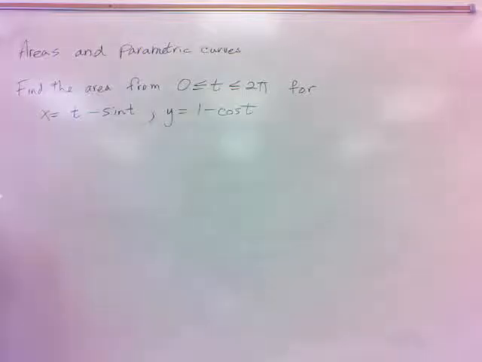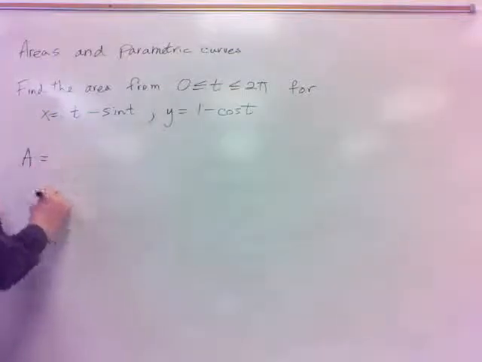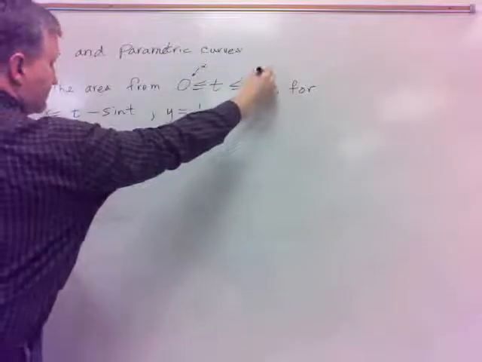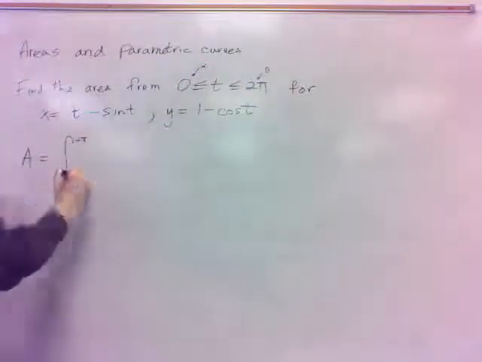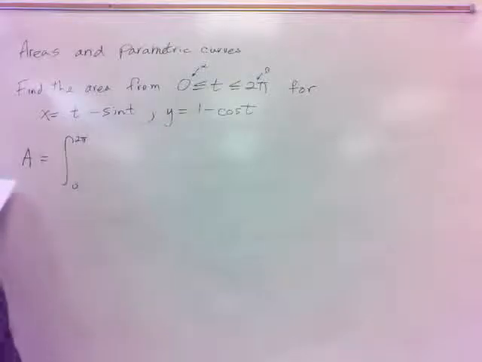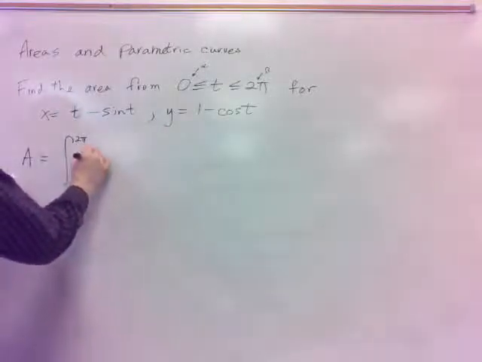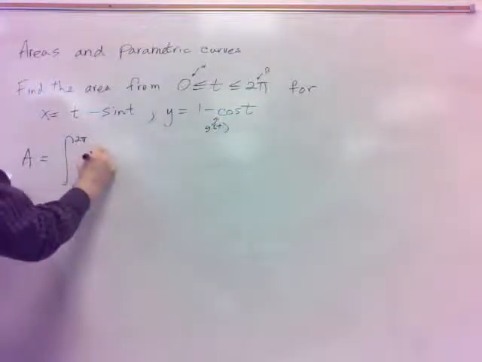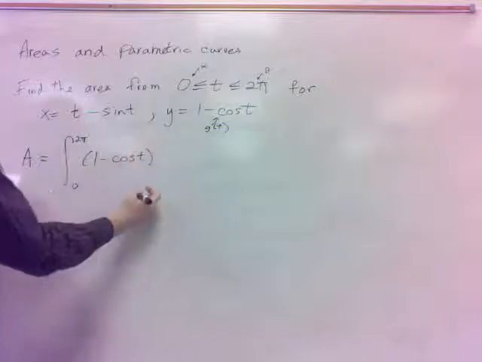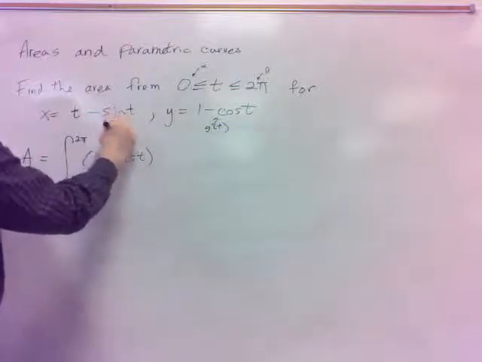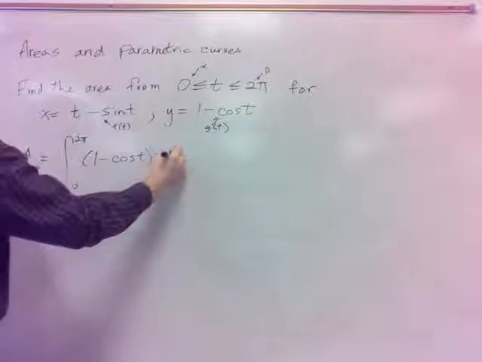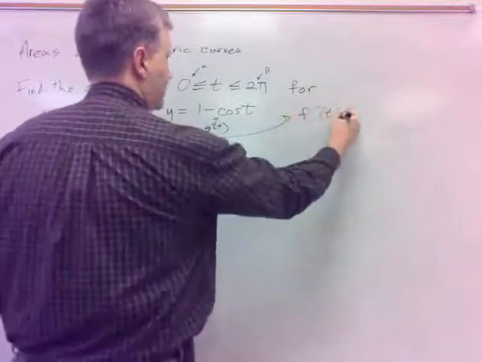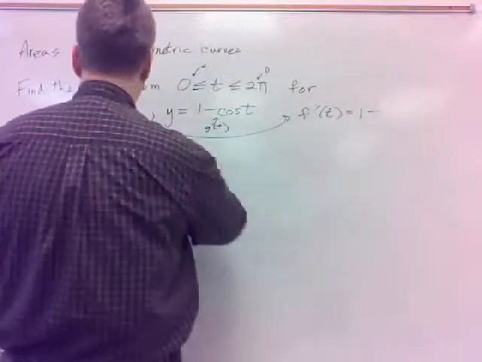So the area here is the integral from alpha to beta. Alpha is 0, beta is 2 pi. So 0 to 2 pi of g of t, which is your y function, 1 minus cosine t, times f prime of t. Well, f of t is the x function, so we do f prime. What is f prime? F prime is going to be 1 minus cosine t.